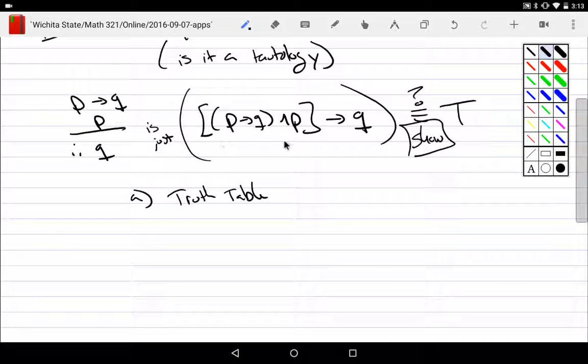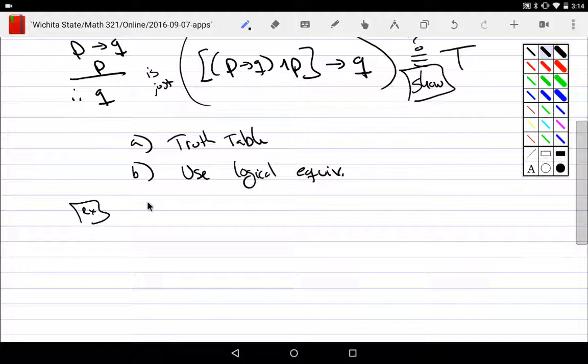And it's pretty straightforward. You just have four rows and you go across. This is kind of long looking, other ones look longer. You form a truth table, you get a tautology, done. Another way you can do it, we could use logical equivalencies.